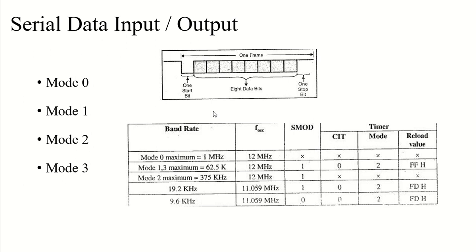Okay, so the ninth data bit is copied from the TB8 bit in the SCON register, and it is stored in the RB8 bit of SCON when data is received. So the start and stop bits are discarded. And again, what would be the baud rate? 2 raised to SMOD divided by 64 into the oscillation frequency, because remember the baud rate in this case would be variable.